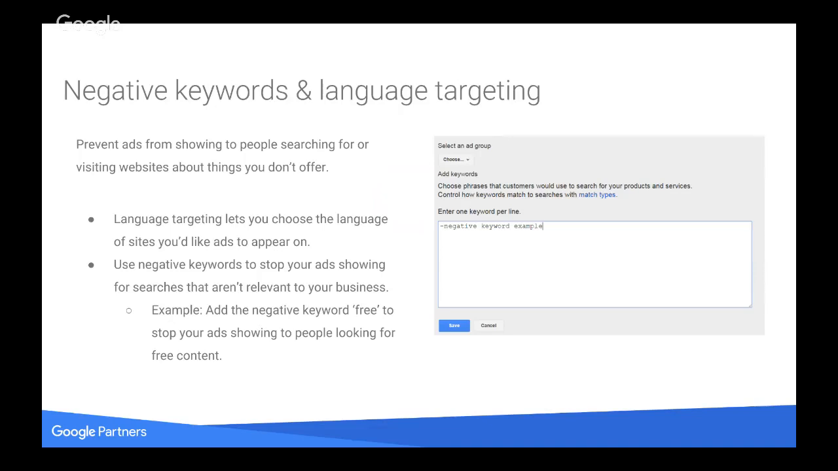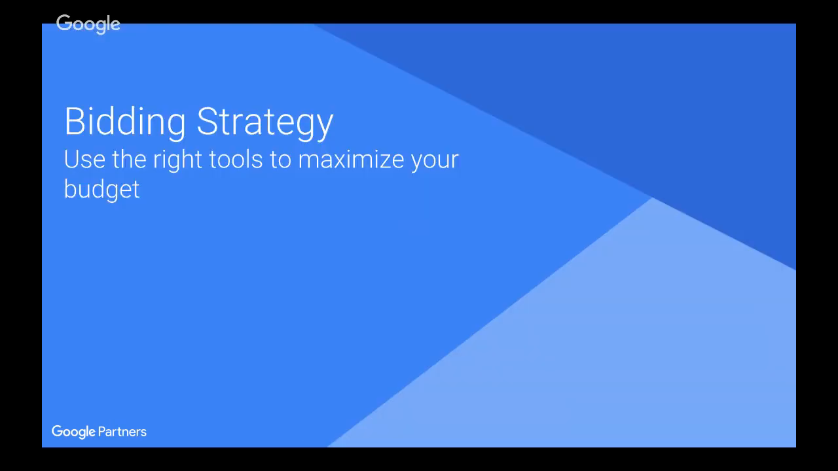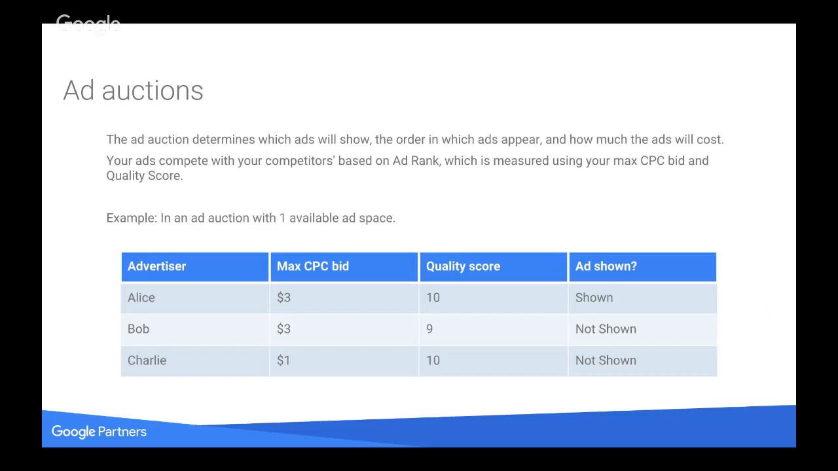You also have language targeting, which lets you choose the language of sites that you would like to appear on. So say you want to target only German websites, you can choose that option there. All right. Let's move on to bidding strategies. Now, bidding strategies is all about using the right tools to maximize your budget.